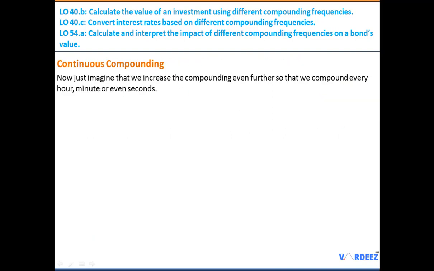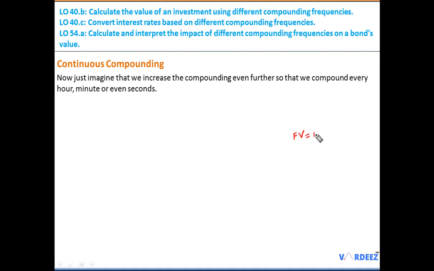frequencies. Okay, so far we have seen annual compounding, we have seen semi-annual compounding, that is compounding every 6 months. We have also seen quarterly compounding, that means compounding every 3 months. Similarly, we can have a compounding frequency every month.